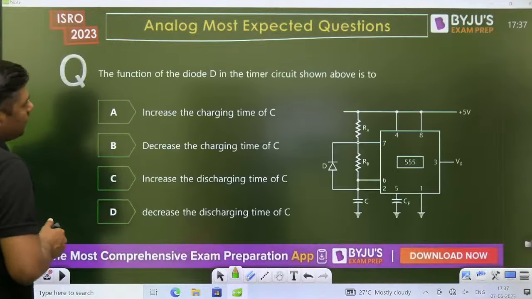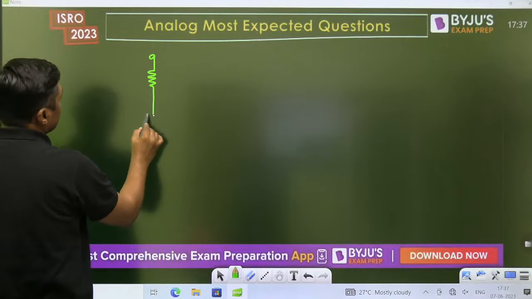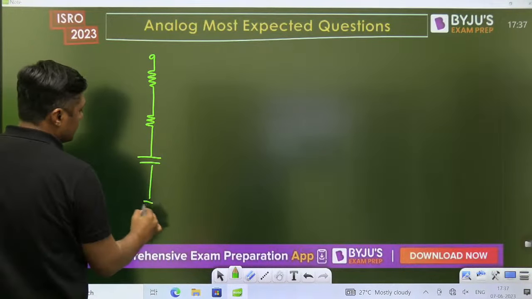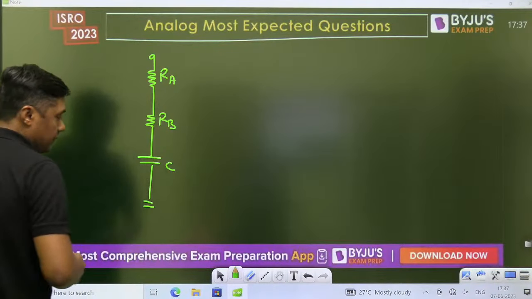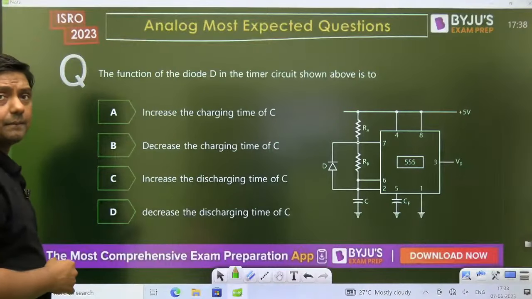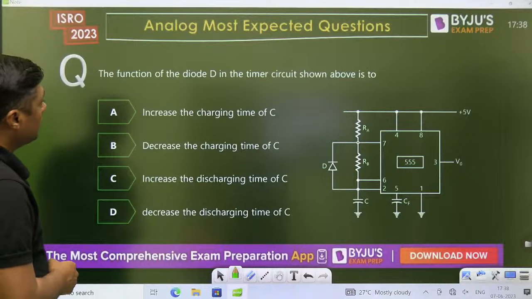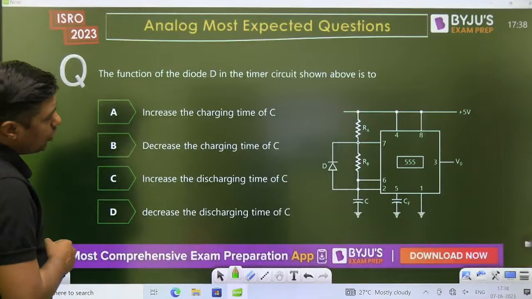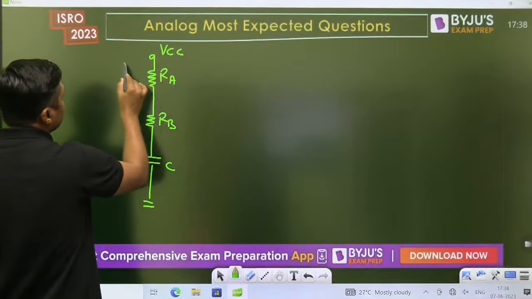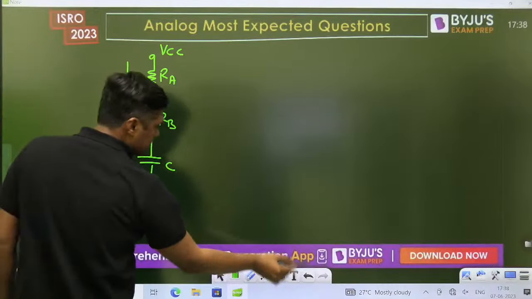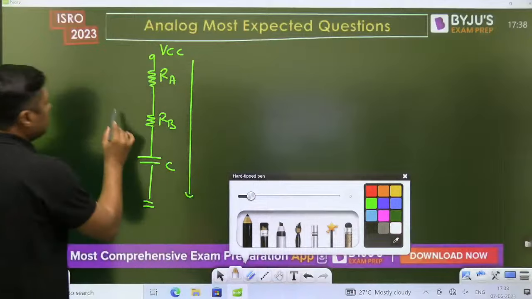Watch this diagram: RA, RB and C. When these are RA, RB and C, first of all, the diode is connected parallel to RB. When we are charging the capacitor, the capacitor will charge like that. When the capacitor charges like that, we are connecting the diode here.